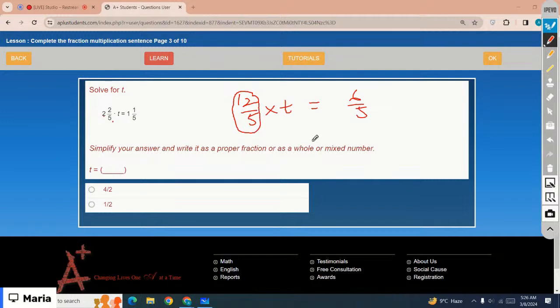You need to divide both sides, right? When you divide both sides by 12 over 5, this and this cancel out, you are left with t. And here you have to do the reciprocal of this one. 5 and 5 cancel out, you are left with t equals 6 over 12. So 6 times 1 is 6 and 6 times 2 is 12. So the correct option is 1 over 2.